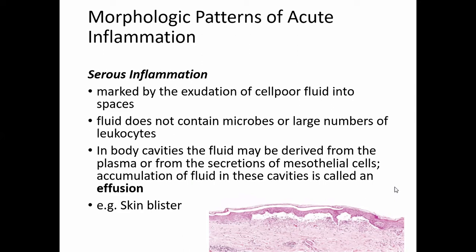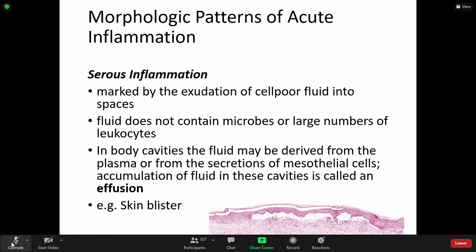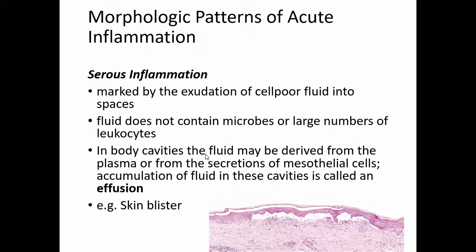serous fluid into the spaces. Actually, it is a transudate. The fluid does not contain microbes or large numbers of leukocytes. In body cavities, the fluid may be derived from the plasma or from the secretions of the mesothelial cells. Accumulation of fluid in these cavities is called effusion. An example of serous inflammation is the presence of a skin blister.